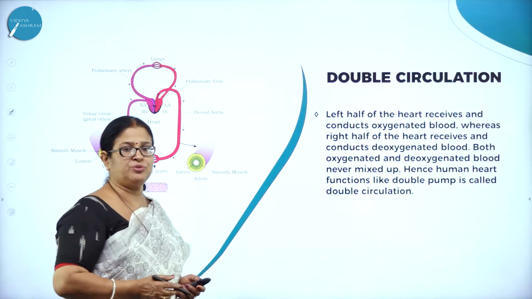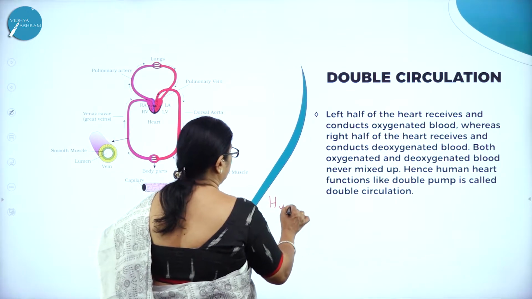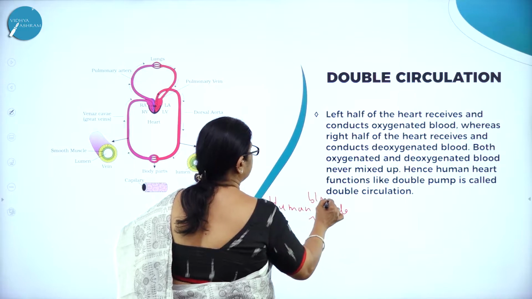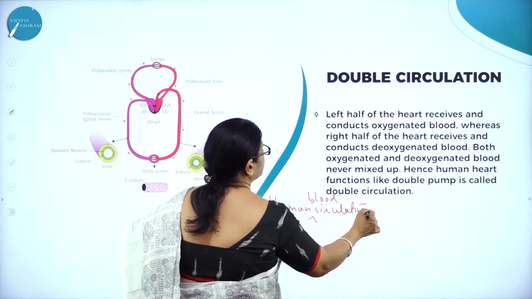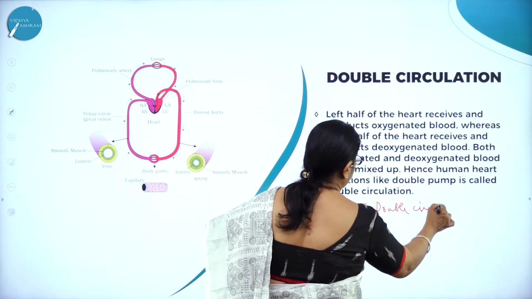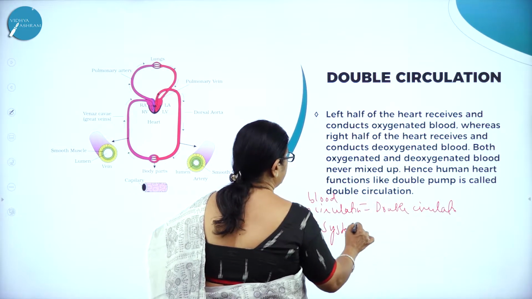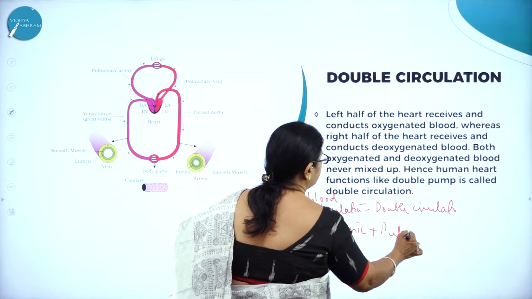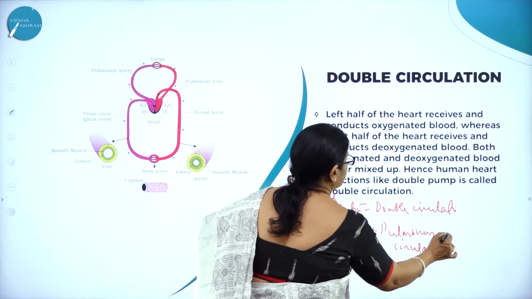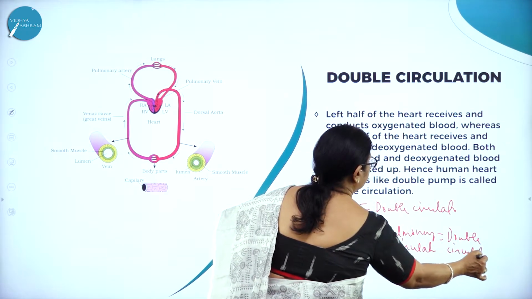Now, moving on to double circulation. As we all know, human blood circulation is double circulation. I have already explained double circulation. That is systemic plus pulmonary circulation, which equals double circulation.